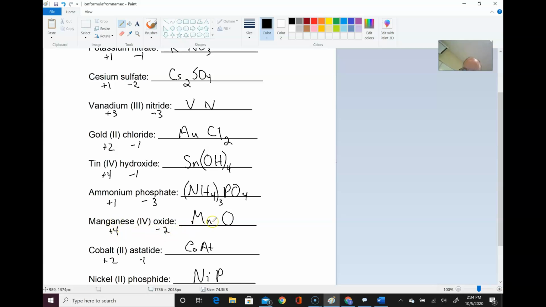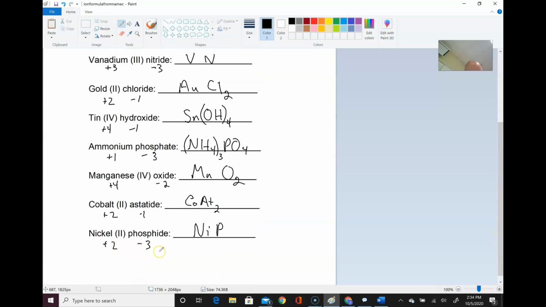Then manganese oxide, if I switch the numbers I'll have 2 and 4, but remember they're even, so we'll need to reduce that to its lowest denominator, and that would be 1 and 2, so MnO2. Then cobalt acetatide, you can see that you'll need 2 negative ones to balance a positive 2, and then finally nickel phosphide, we just switch the numbers here and we'll get nickel 3, phosphorus 2. Okay, so those are our formulas from names.